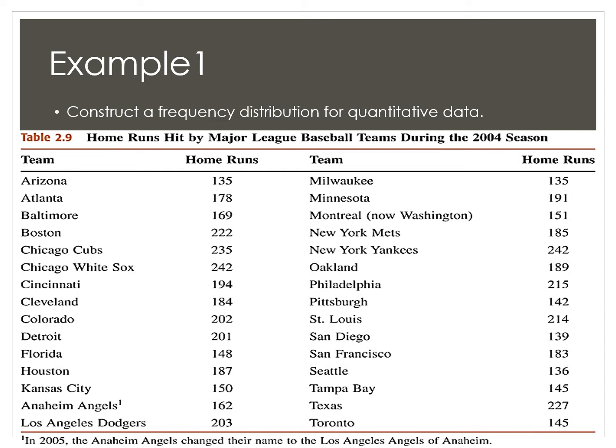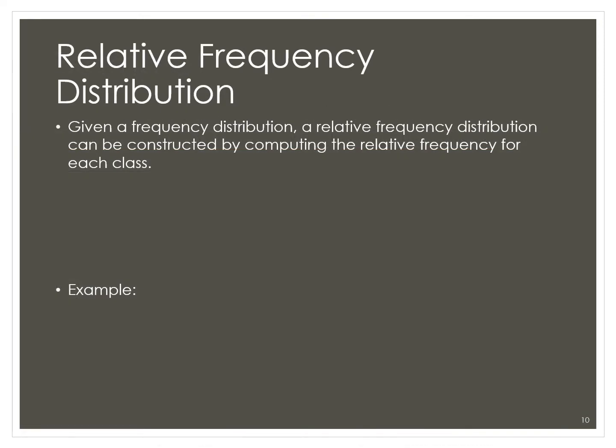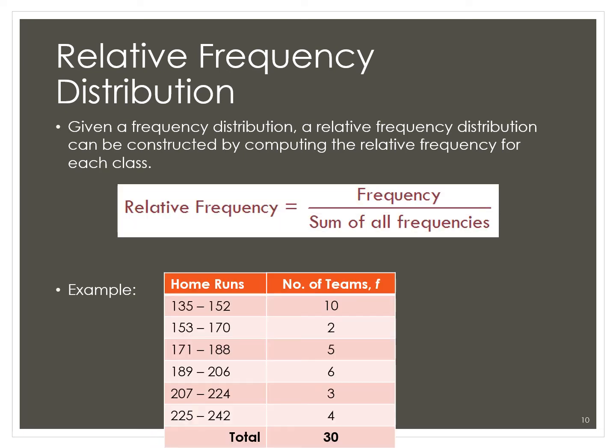Let's use this data in example 1 to construct a frequency distribution. It's the data of home runs hit by Major League Baseball teams during the 2004 season. In example 1, we have 30 observations. As you can see here, n is 30.